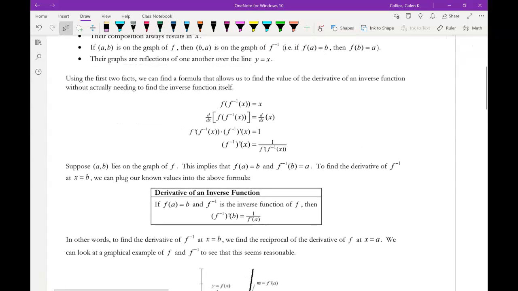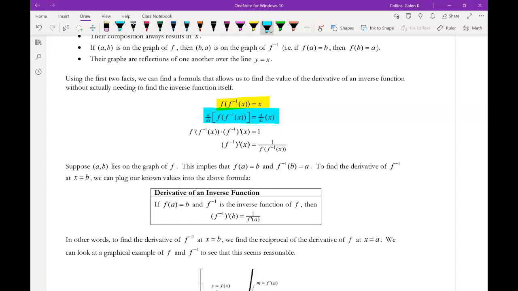So if we compose f with its inverse function, the inverse of f, we said already that we get x. In this example, we can take the derivative of both sides to once again derive the formula for the derivative of an inverse function. We have to apply the chain rule here since we have a composition of functions. In the second step, we are just showing that we're going to take the derivative of both sides of this equation with respect to x.